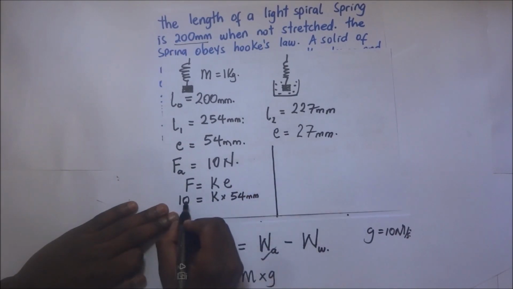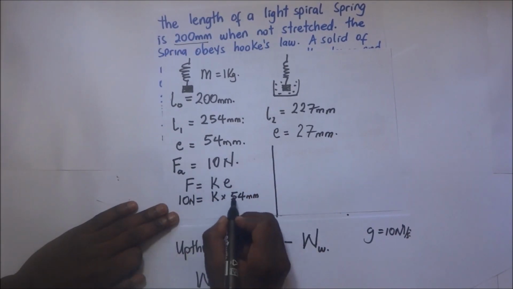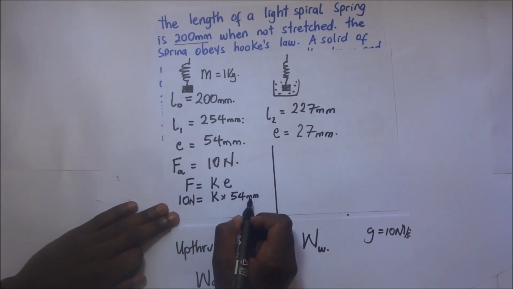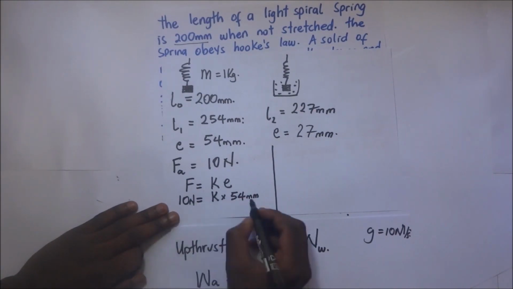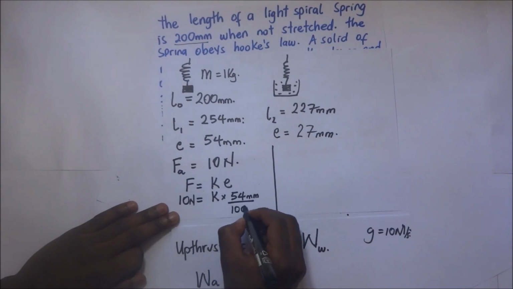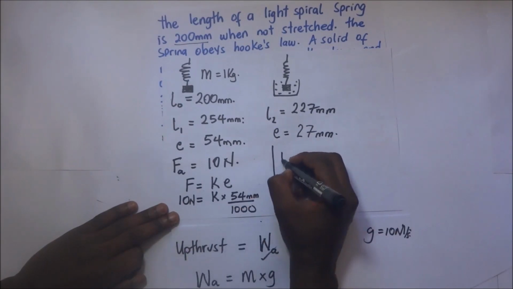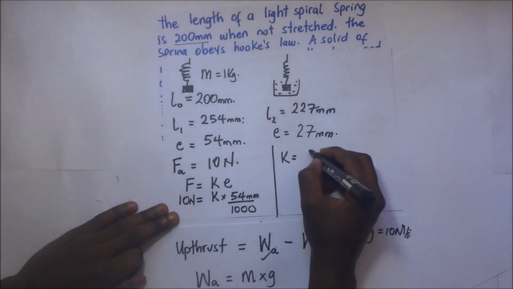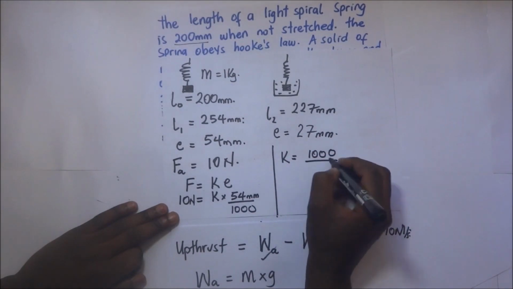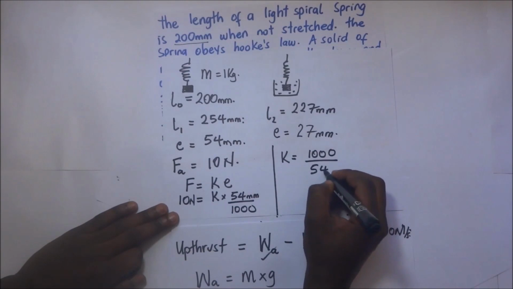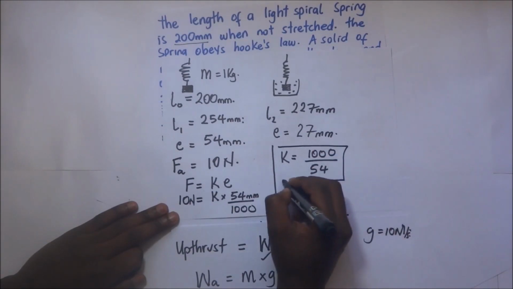Now you realize that this 10 is in newtons and this 54 is in millimeters. So to harmonize these units, we divide this by 1,000 to convert it to meters, so that our value of K is going to become 1,000 divided by 54. So this is our spring constant K.